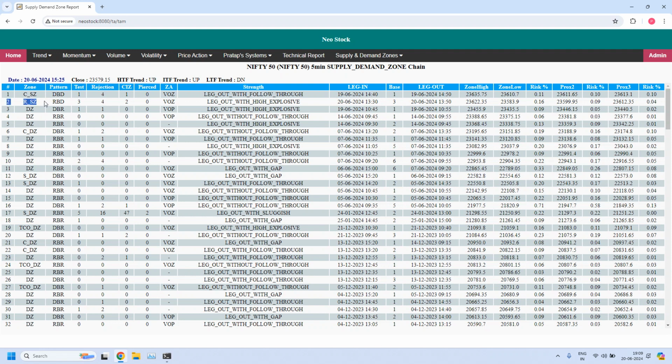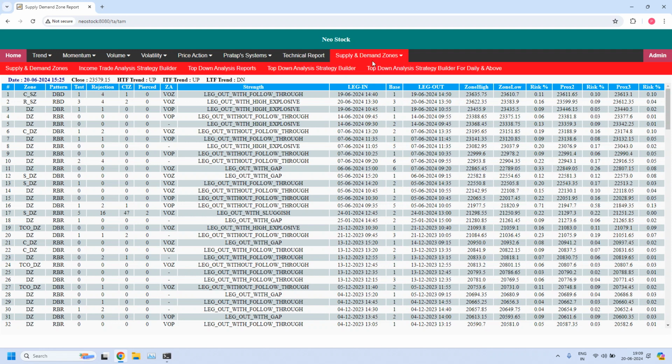And today again another zone is created. This is a high liquidity zone, tested 3 times today already during the live market. So this is a newly created zone. Okay, this is about Nifty supply demand zone chain.